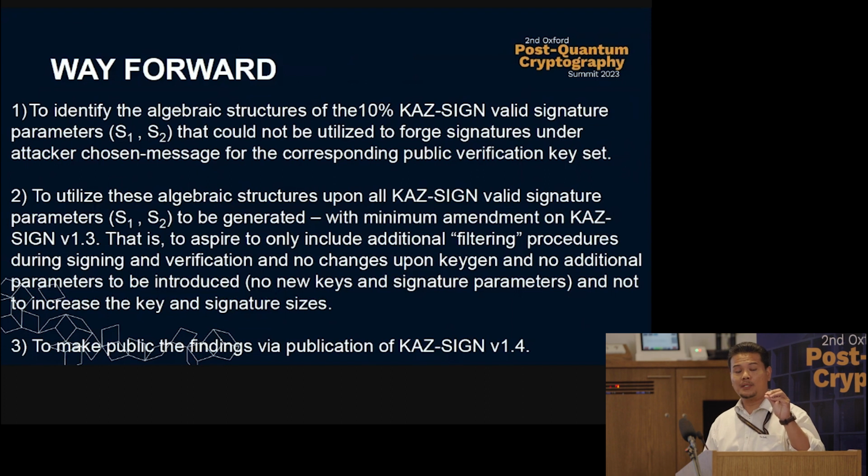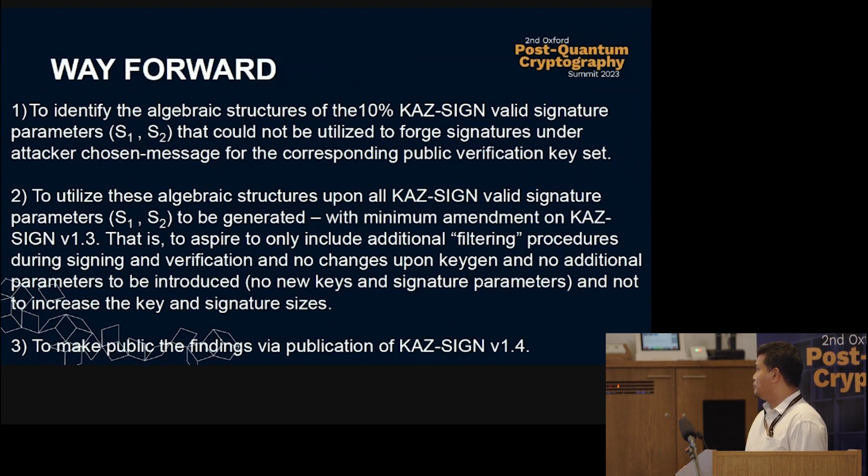So we zoom in into the 10% which could not be utilized to forge signatures under the chosen message for the corresponding public key set. Then, to utilize these algebraic structures upon all signatures to be generated with minimum amendment. So we do not actually need to amend 1.3 anymore. We just need to put in the filtering according to the current structures that we can identify from the 10% that is not able to forge the signatures.